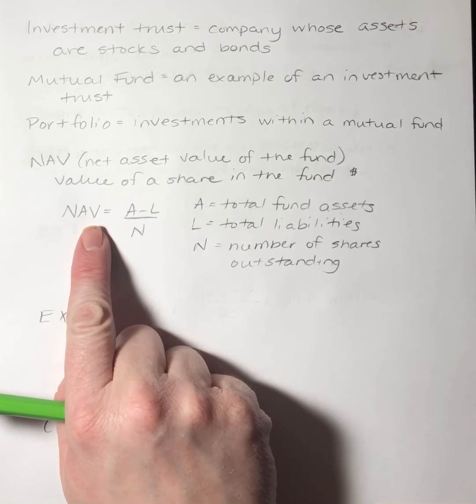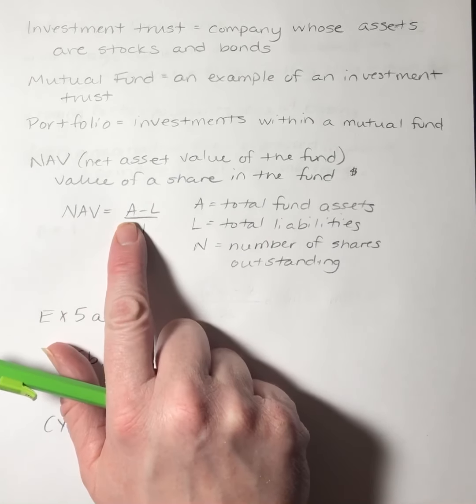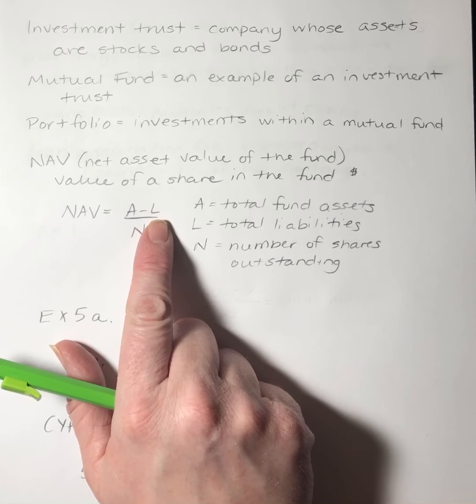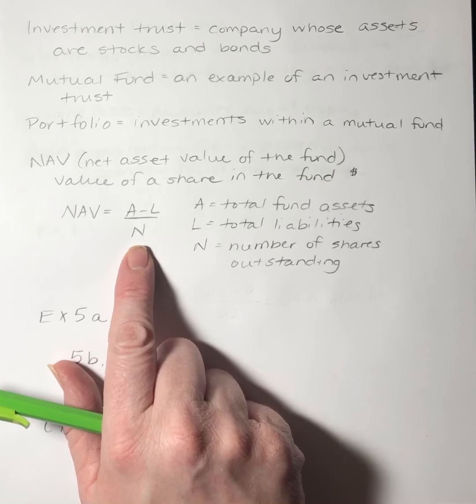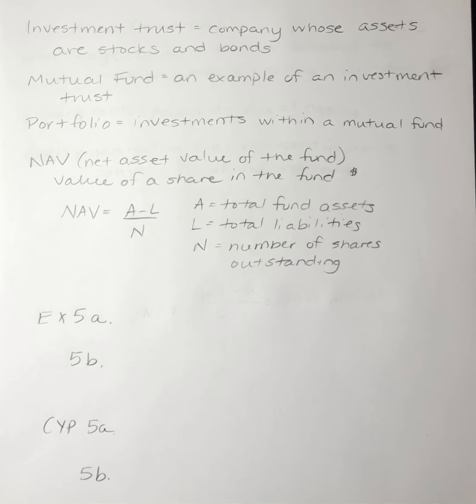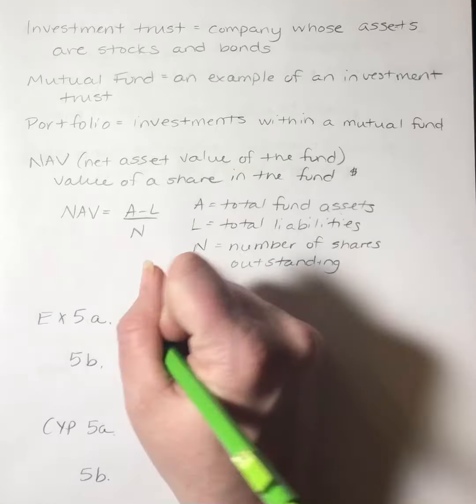Here's how you calculate that. You take the total fund assets minus the total liabilities divided by the number of shares outstanding. Okay? So example 5. A mutual fund has $600 million worth of stock, $500 million worth of bonds, and $1 million in cash. The fund's total liabilities amount to $2 million. There are 25 million shares outstanding. You invest $15,000 in this fund. Calculate the NAV.